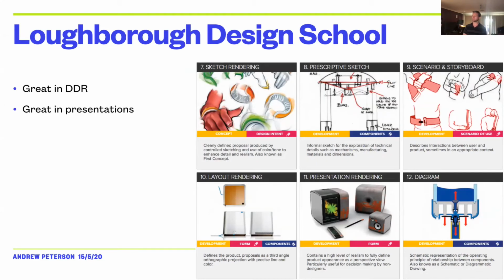The next set of images, so sketch rendering, prescriptive sketches, scenario and storyboards, particularly 9, 10, 11, and 12, fantastic sorts of images to use in presentations. So you're telling a storyboard of how your product is used, how kids interact with it, that sort of thing. It's great for presentation, getting across the idea of materials. Cross sections in that diagram show how physical interaction is happening between different components or parts within the design, maybe how they're fixed together, those sorts of details. So this sort of stuff goes in the DDR and in the presentations.